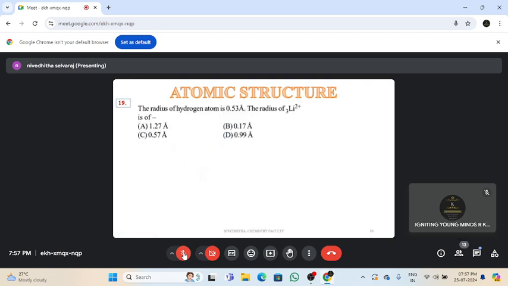The radius of hydrogen atom is 0.53 angstrom. And they're asking us to calculate the radius of lithium 2 plus ion.